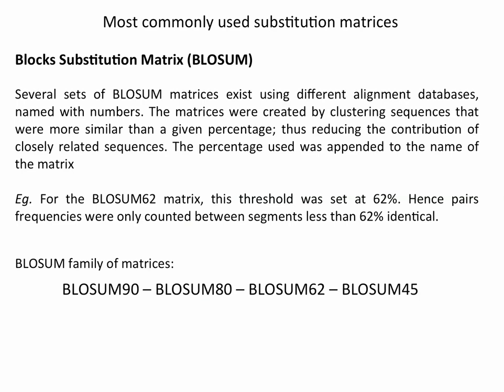So, as with the PAM model, there is a numbered series of BLOSUM matrices, but the number in this case refers to the maximum level of identity of the sequences used for estimating frequencies. Here we have an example of the BLOSUM62 matrix. The threshold was set at 62%. Hence, pair frequencies were only counted between segments less than 62% identical. Different from the PAM matrix, lower BLOSUM values mean more divergent sequences, and higher BLOSUM values mean closer sequences.